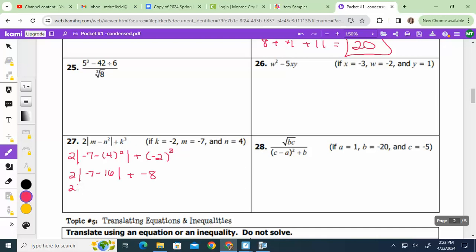So absolute value is kind of like parentheses. We start on the inside, so that's negative 23. What does absolute value do to a number? So the absolute value of negative 23 is positive 23. So we have 2 times 23 plus negative 8. If we work that out, what do we get? 38.